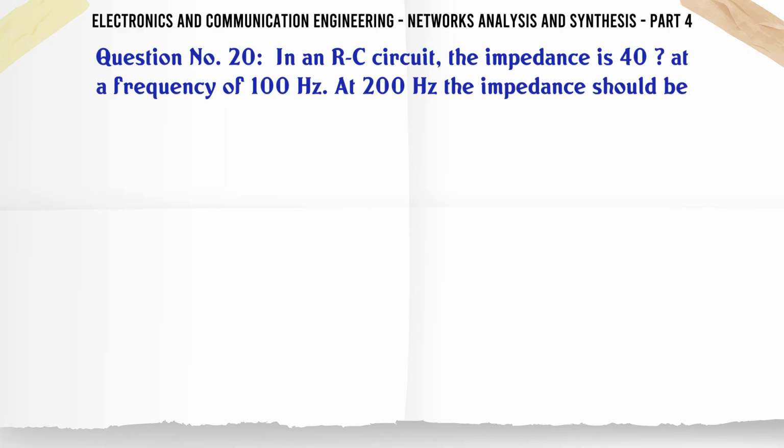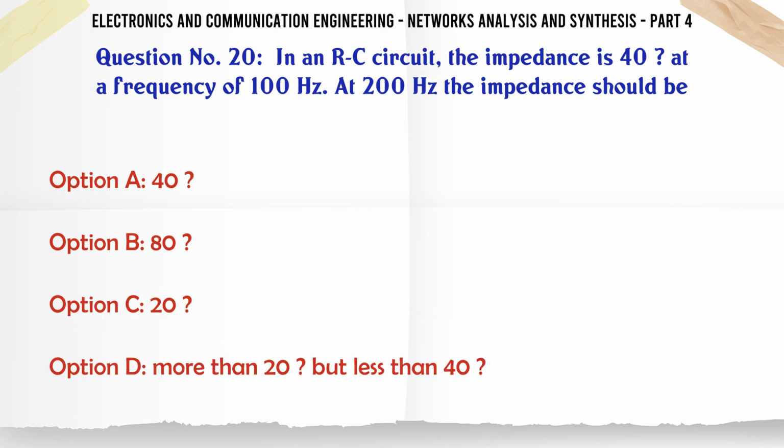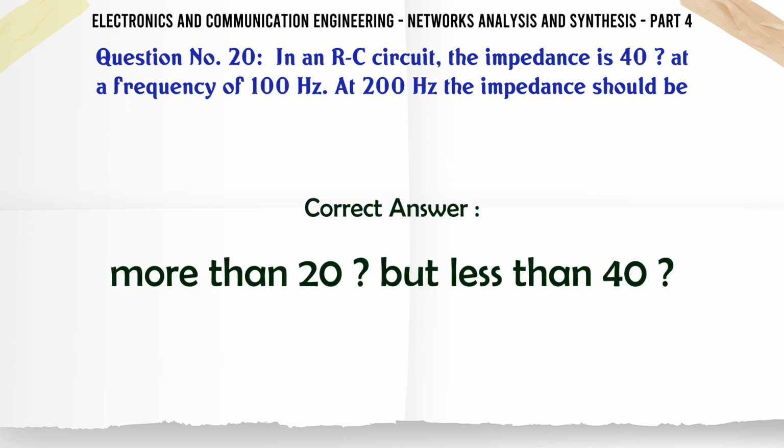In an RC circuit, the impedance is 40 ohms at a frequency of 100 Hz. At 200 Hz, the impedance should be A: 40, B: 80, C: 20, D: more than 20 but less than 40. The correct answer is more than 20 but less than 40.